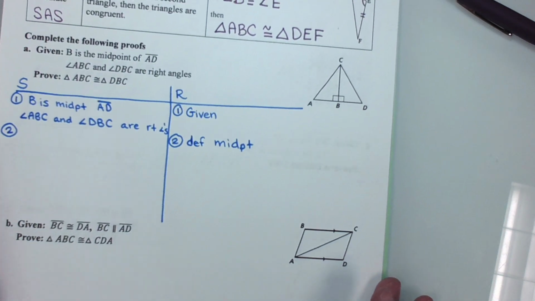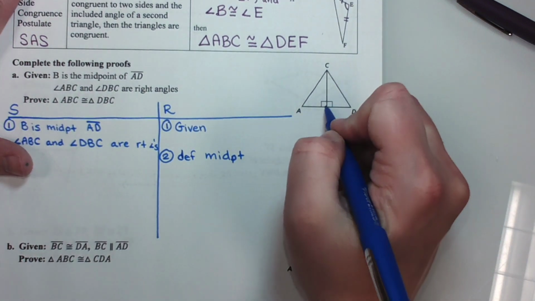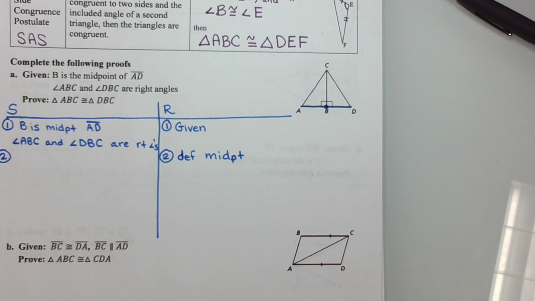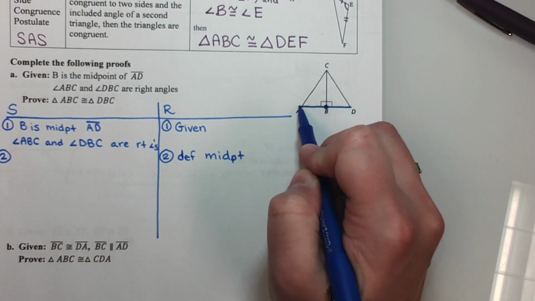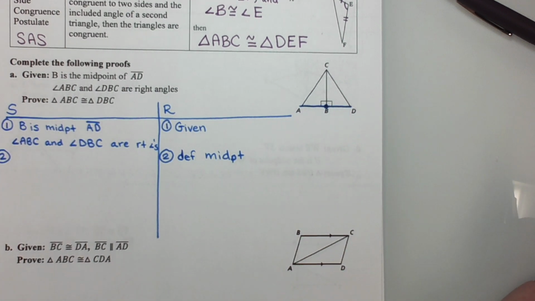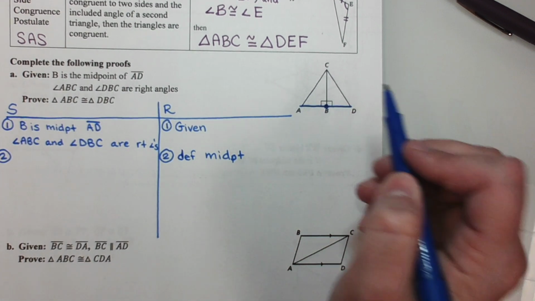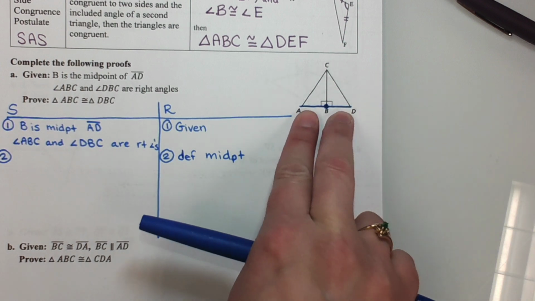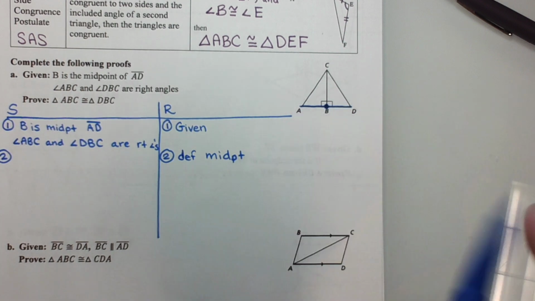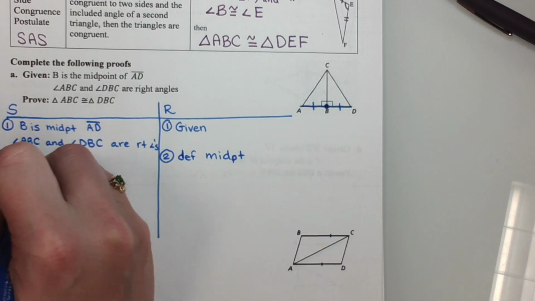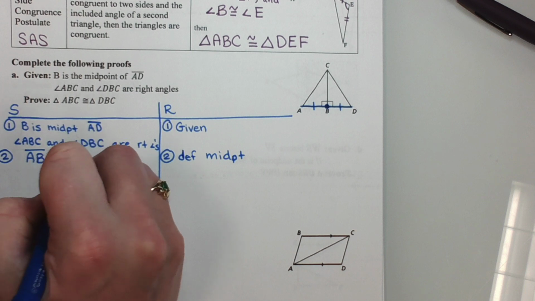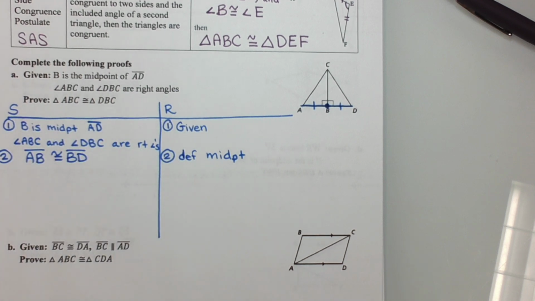I use my picture to help me out with the midpoint problem. It says B is the midpoint of AD. And according to the definition, I should have 2 congruent segments. If B is the middle of the segment AD, do you see the 2 congruent segments that are formed? By putting B in the middle of it, it creates 2 segments here and here. AB is congruent to BD, according to the definition of midpoint.